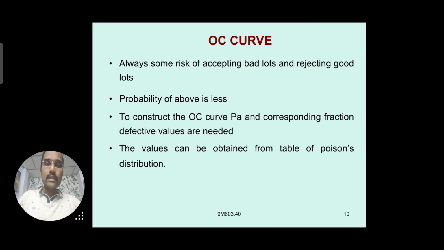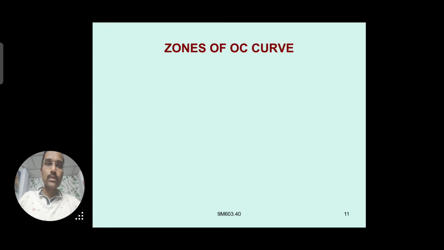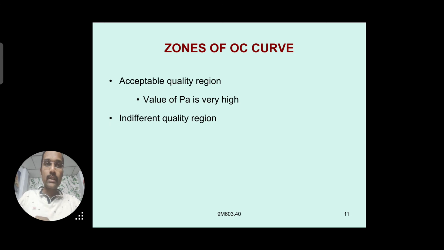Discussing that OC curve, we have seen three different regions: the acceptable quality region, the indifferent quality region, and the objectionable quality region. So we will go through that, with three regions where you can get the salient points. In the acceptable quality region, the products falling under this category have fewer fraction defectives and the probability of acceptance is high.